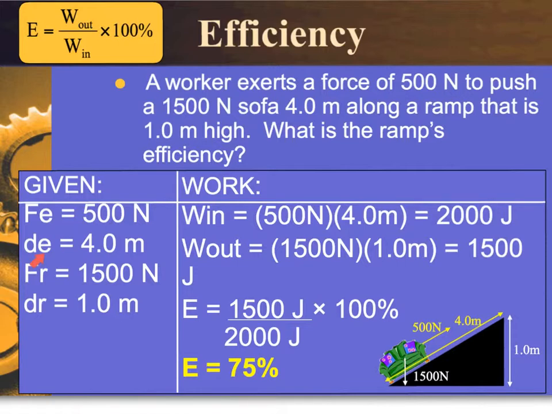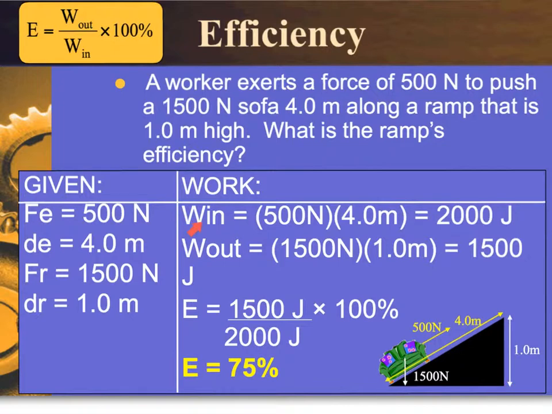The effort distance is 4 meters because the worker pushed the sofa 4 meters along the ramp. The resistant force is the weight of the sofa. In this case, it's 1500 newtons. The resistant distance is the ramp being 1 meter high. Now here we have this diagrammed out, and many times diagrams are helpful. So we have our effort force, our effort distance, our resistant force, our resistant distance.